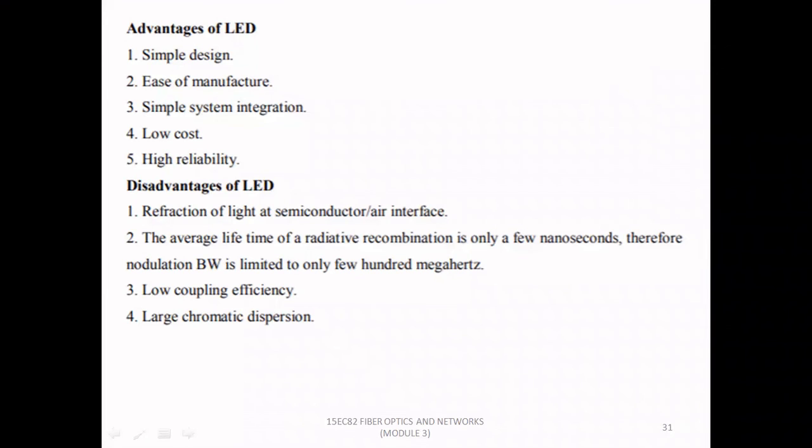Advantages of LED are simple design, ease of manufacture, simple system integration, low cost and high reliability. Disadvantages of LED are: first one, refraction of light at the semiconductor-air interface. The average lifetime of radiative recombination is only a few nanoseconds. Therefore, modulation bandwidth is limited to only a few hundred megahertz. Low coupling efficiency, large chromatic dispersion.